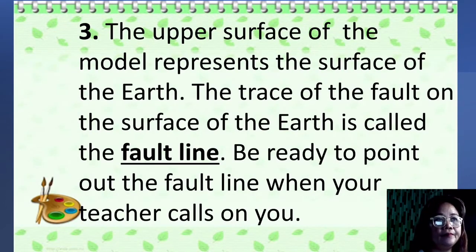3. The upper surface of the model represents the surface of the earth. The trace of the fault on the surface of the earth is called the fault line. Be ready to point out the fault line when your teacher calls on you.